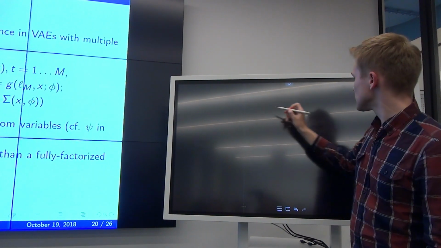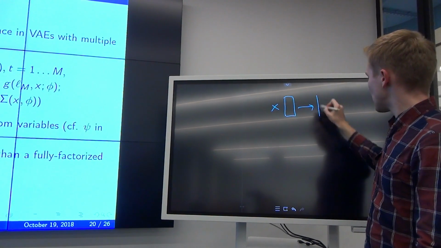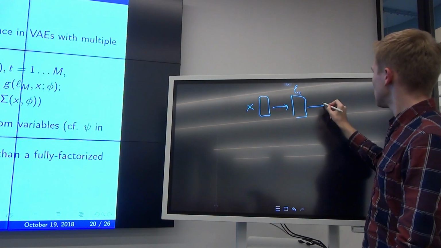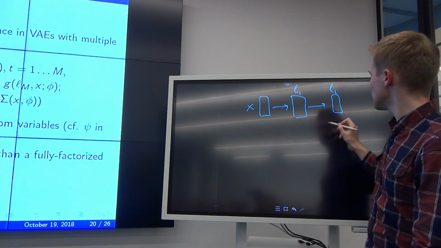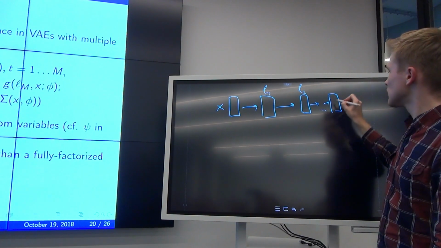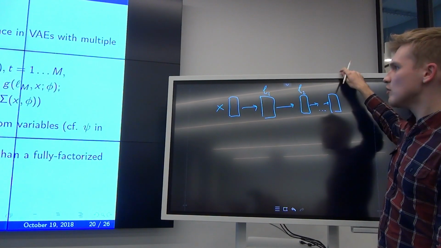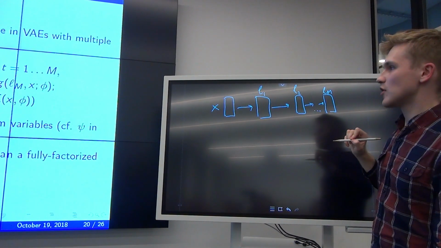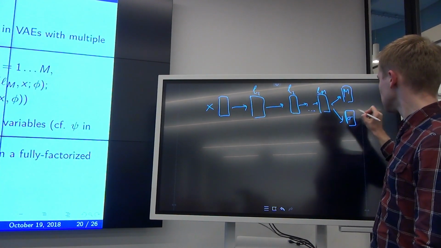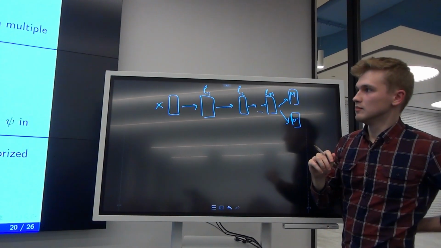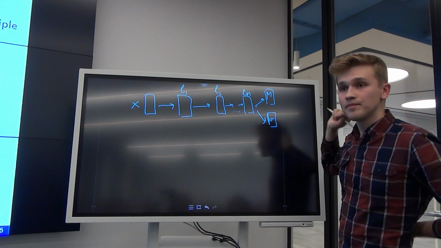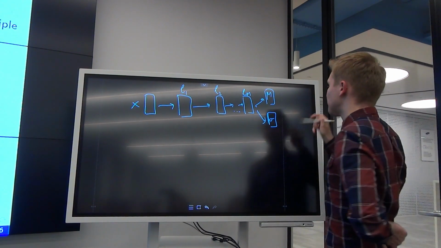So what we have here is some input x. We have some stochastic layers L1, L2, etc., and the last one is LM. And from LM, we just get mu and sigma. Sorry, what is the size of sigma? Is it a full matrix? No, it's a fully factorized Gaussian. Oh, it's diagonal. Yeah, sigma is diagonal.